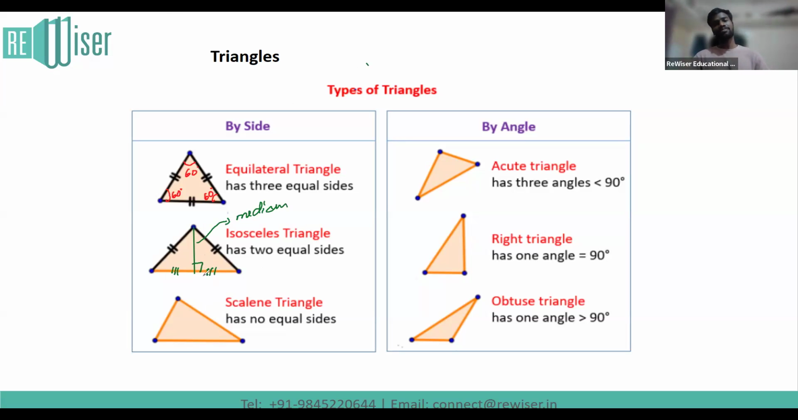The reason why we have this is, whenever you have an equilateral triangle or an isosceles triangle, once you draw the median, you can always apply the Pythagoras theorem to find the unknown sides here, right?